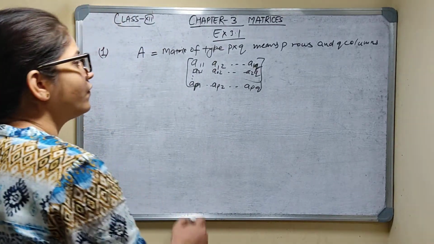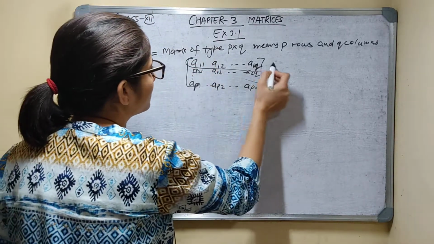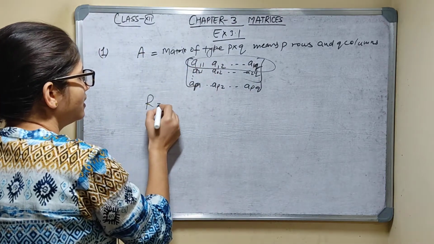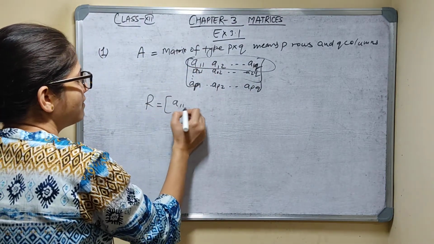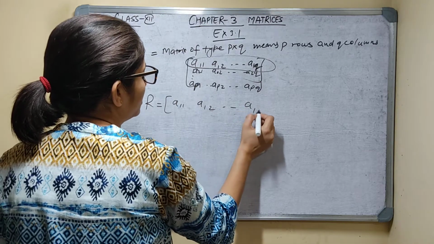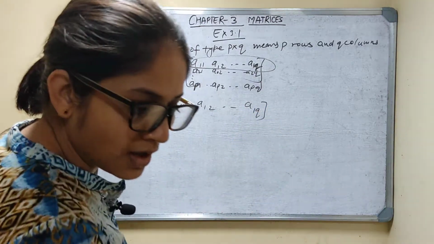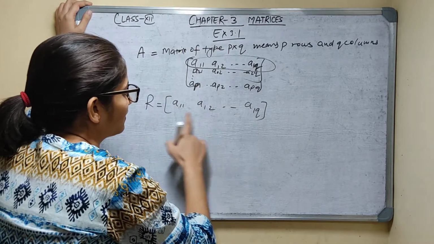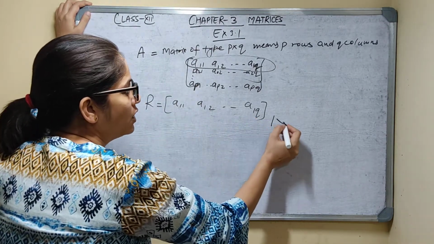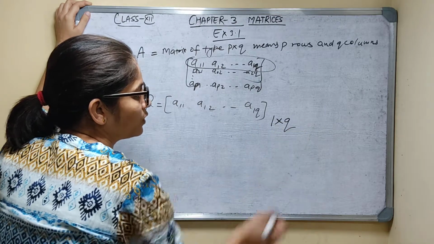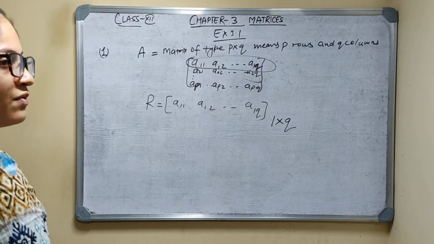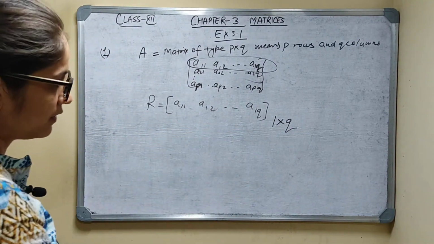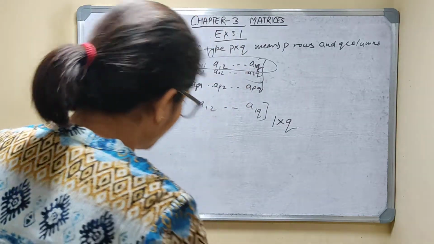So R is a row of A. Any row it can be, let's say this is a row: A11, A12 and then A1Q. What is the type of R as a matrix? How many rows are there? One row. Columns how many? Q. So 1 into Q. So the type or order of matrix R is 1 into Q.